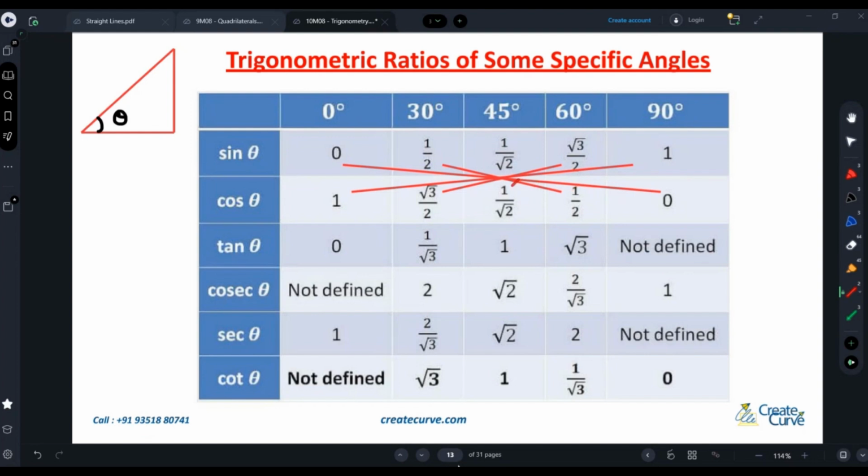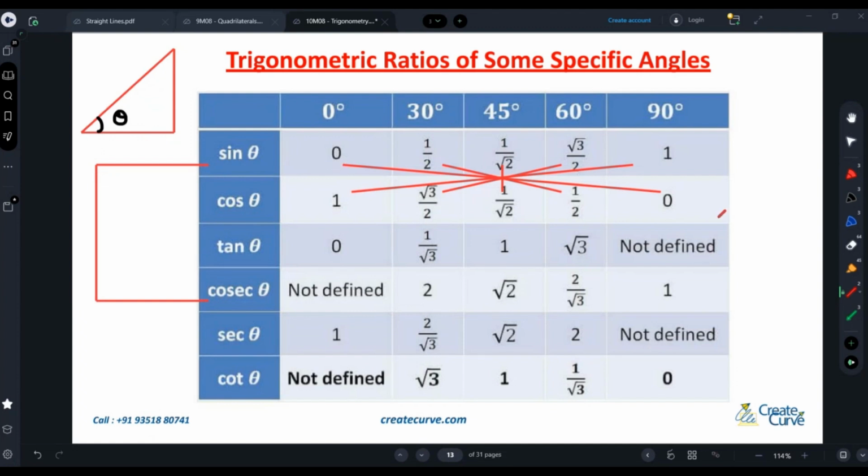Sine 45, both values are the same, 1 by root 2. If you remember the values for sine theta, for cos theta, just flip it. Now, once you remember the value for sine theta, right? Sine theta is related to which particular angle also? Cosec also.